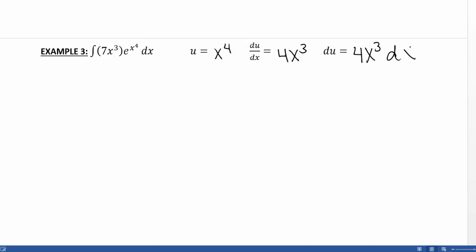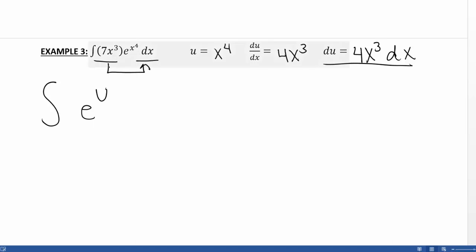And for my final du, I have 4x cubed dx. So now I come back to my original function and I start my substitution process. So u gets plugged in for the power of e, and then I look at what's left. What's left is 7x cubed dx.